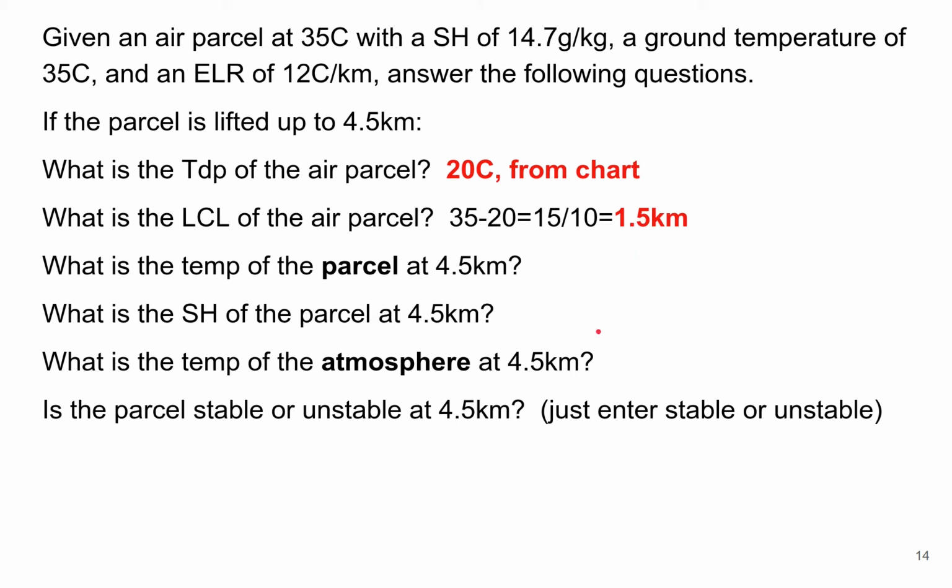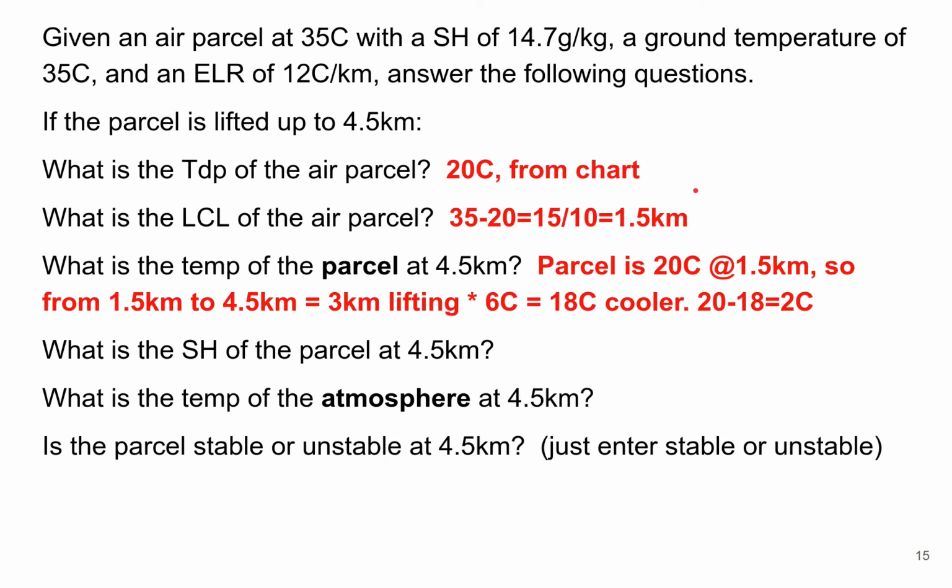So as the parcel rises, it's going to rise and cool at the dry rate till it gets to an elevation or an altitude of 1.5 kilometers. And then it's going to cool at the moist rate from 1.5 to 4.5 kilometers. Let's see what that looks like.